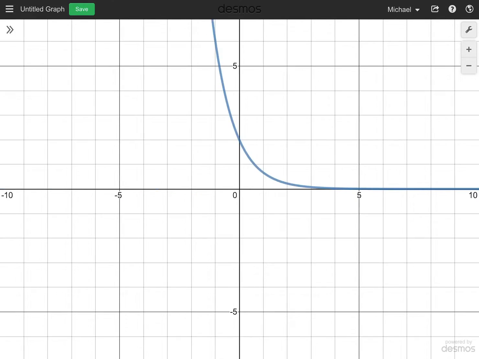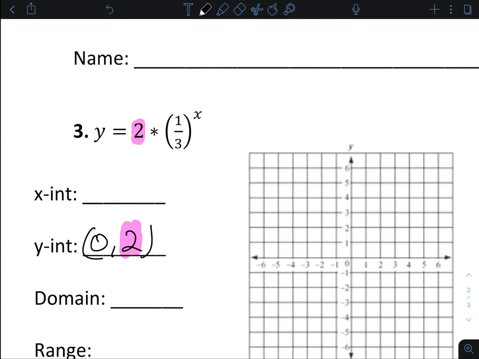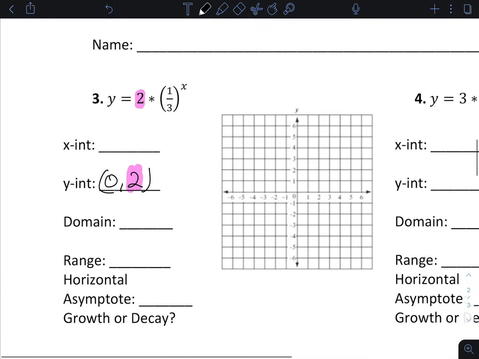So that means with my graph, let's fill out what we know. There is not an x-intercept. We always have a domain of all real numbers. And let me draw this graph just so you can see.